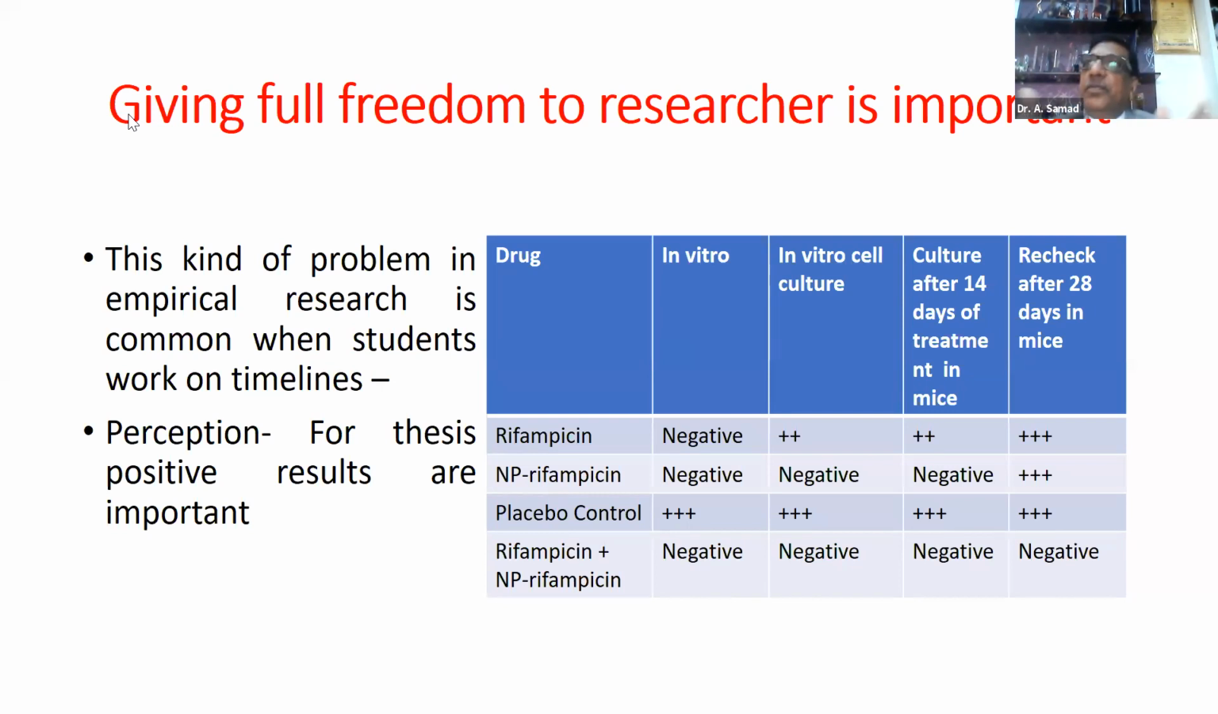So then we came up with a hybrid kind of formulation, wherein we said, okay, we'll have 3% free rifampicin and 70% rifampicin nanoparticulate. Taken together, when we administered this to mice, we got total elimination. And even after 3 months, we were not able to see any recrudescence.